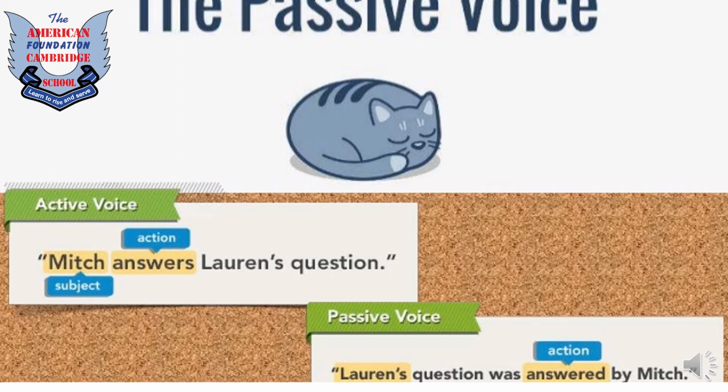Starting with the example, Myth answers Lauren's question. In this statement, Myth is the subject and answer is the action. Now, how are we going to convert active voice into passive? We have to see the placement of action, object and subject. When we convert into passive voice, it will be: Lauren's question was answered by Myth. Here we add by before the agent, and the agent is Myth.